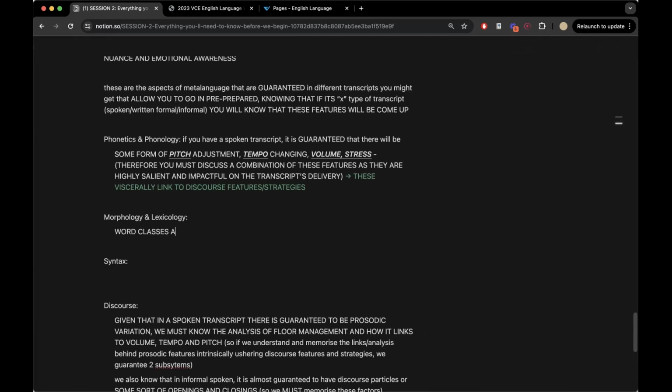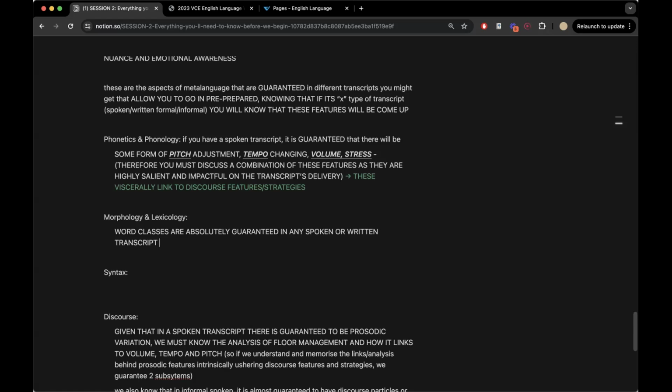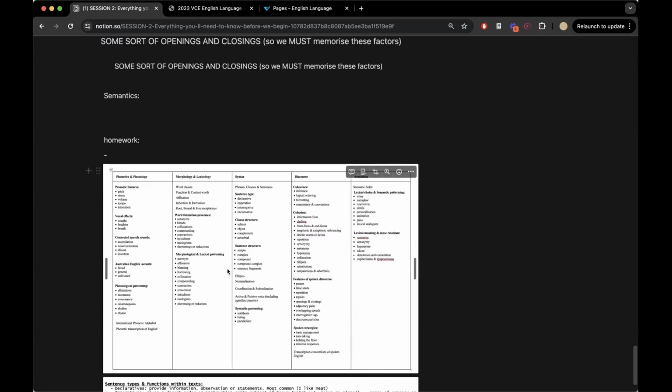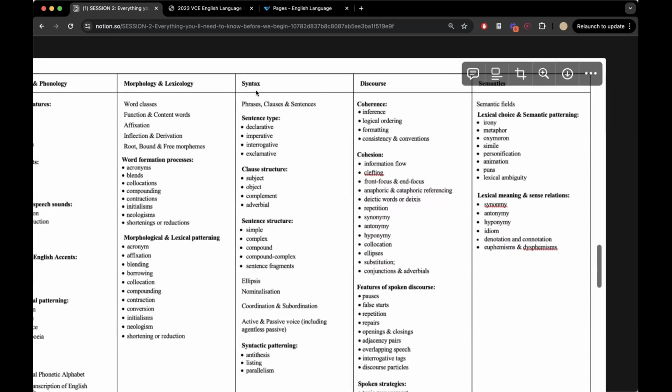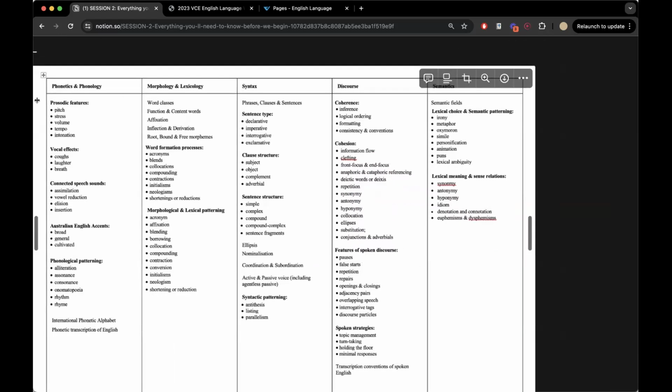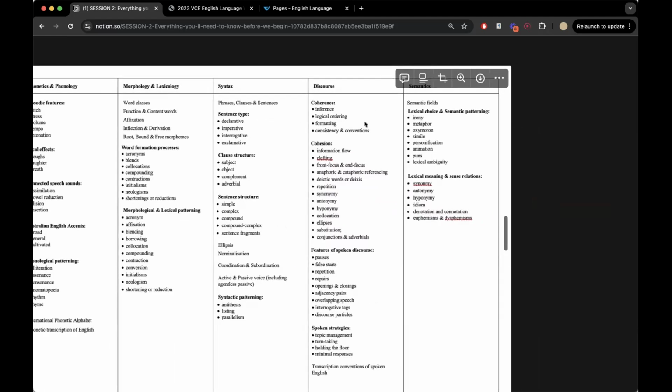Word classes are absolutely guaranteed in any spoken or written transcript, right? And if there's word classes, they come together to form sentences. Wow. So what are sentences now a part of? Syntax. So you've already guaranteed four subsystems.